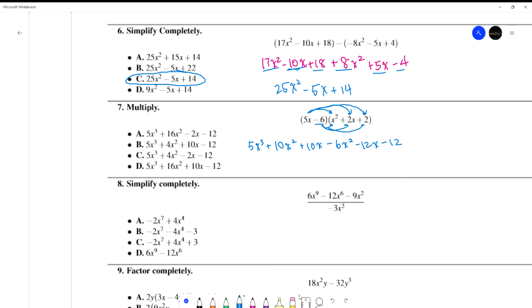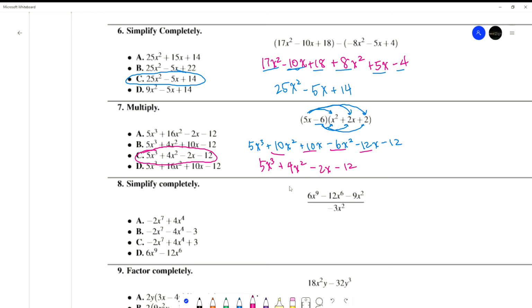Then we can combine the like terms, right? So 5x cubed is all alone. We have 10x squared minus 6x squared is plus 4x squared. 10x minus 12x is minus 2x. And then lastly, minus 12. So we have 5x cubed plus 4x squared minus 2x minus 12. Be careful of all the signs. These can look very similar to each other.